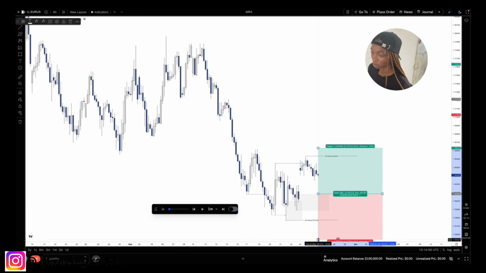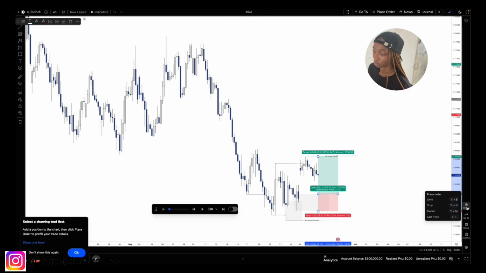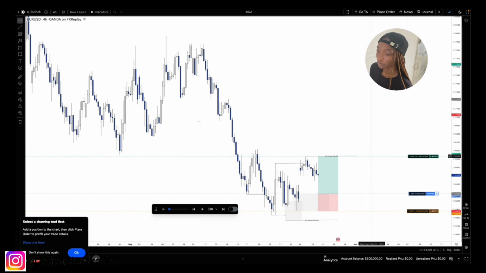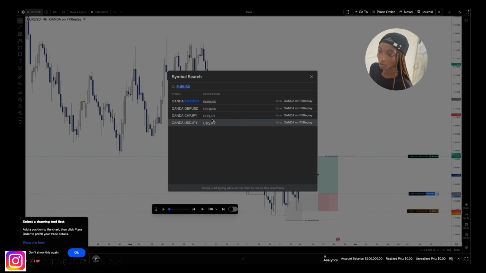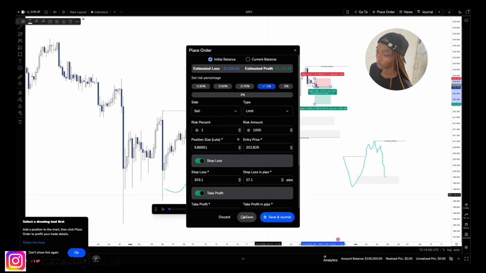This was the trade I took. Target 1:2 for a buy, and then we'll go to CHFJPY and set it as well for a sell.